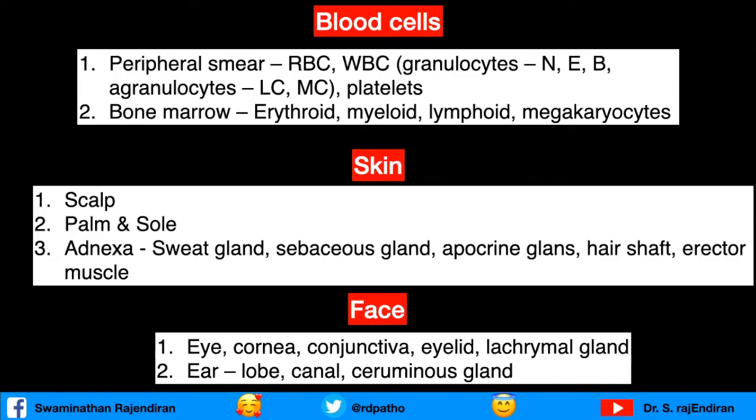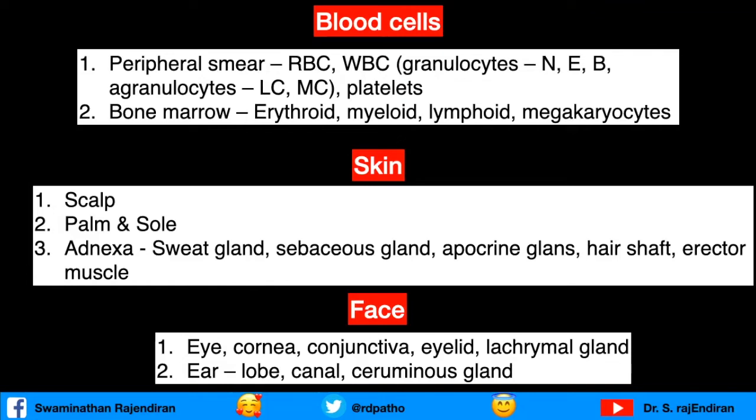In the blood cells, first you have to know what are all the cells in the peripheral smear and then in the bone marrow. In the peripheral smear, it's RBC, WBC, and platelets. In the WBC, it is granulocytes, which are neutrophilic, eosinophilic, basophilic. In agranulocytes, which are lymphocytes and monocytes. In the bone marrow, you have to see 4 components: erythroid, myeloid, lymphoid, and megakaryocytes.